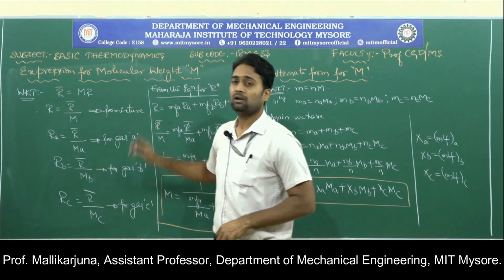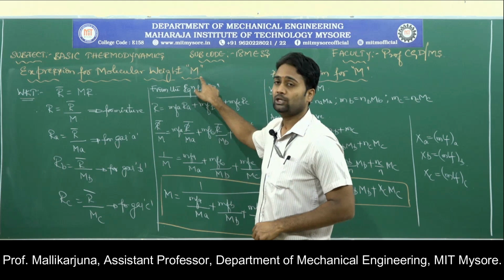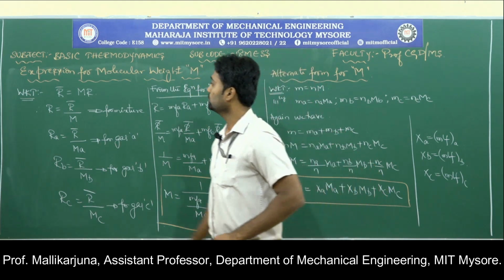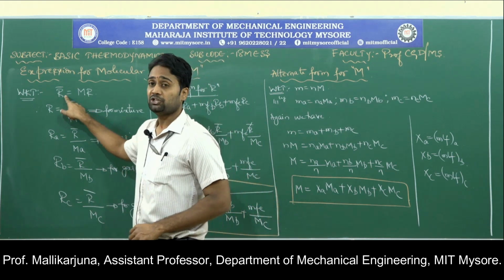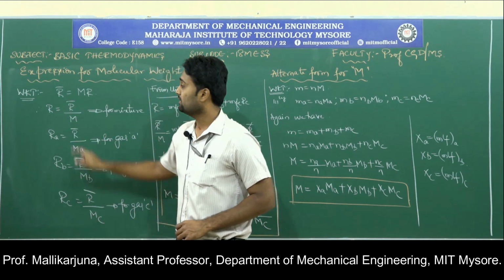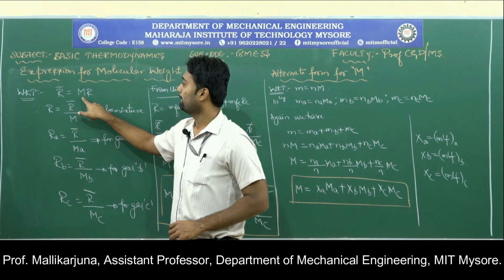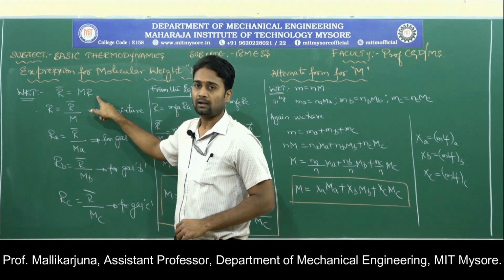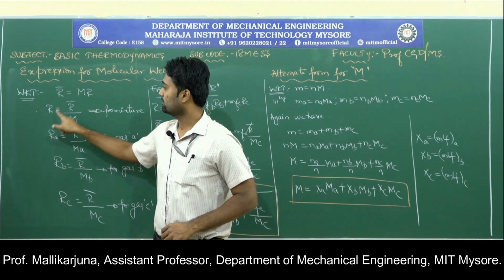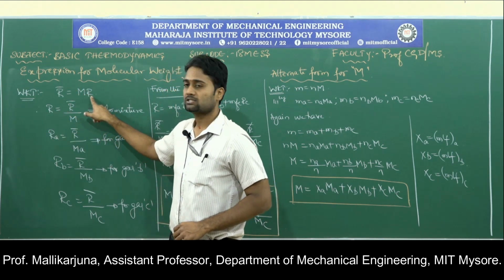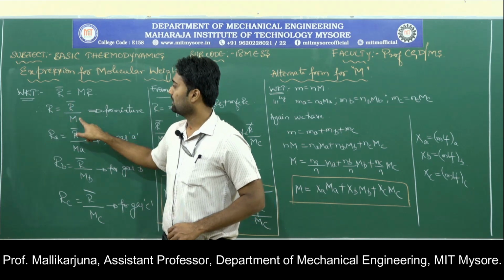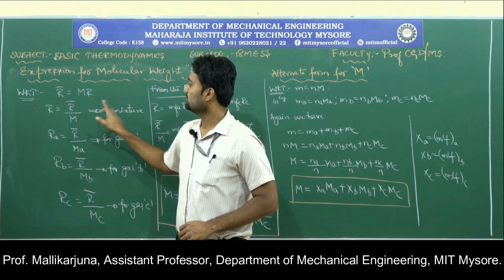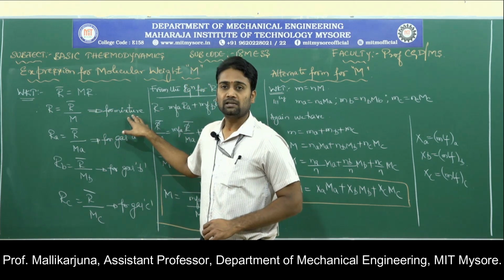The next expression is with respect to the molecular weight. Molecular weight is denoted by capital M. We knew that the universal gas constant R bar is given by the molecular weight of the substance into its gas constant, M into R. So from this equation I will solve for R. R is nothing but the gas constant. R is equal to R bar divided by M. Since I have not written any suffixes over here, this is the equation for a mixture of various ideal gases.